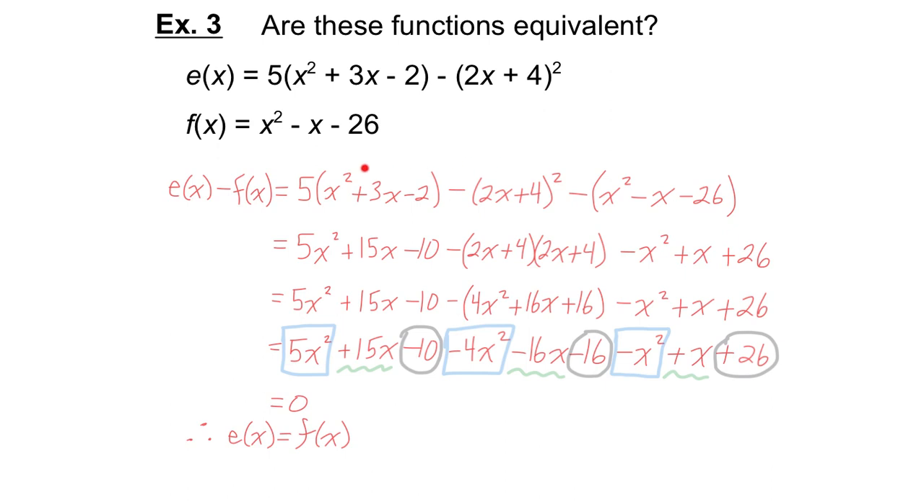Here's e of x, and I'm subtracting f of x. Get rid of the brackets by expanding. 2x plus 4 times 2x plus 4 simplifies to this, but I'm subtracting the whole thing. So that's where I get minus 4x squared minus 16x and minus 16. When I find all my like terms, I notice that they all cancel each other out. I end up with 0. So because I subtracted my functions and I got an answer of 0, that tells me that the functions are equivalent.